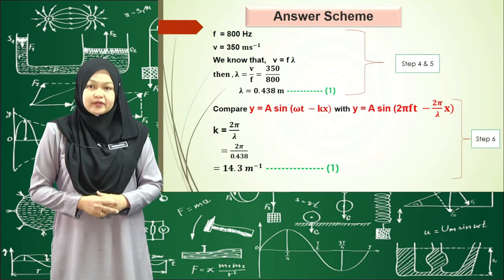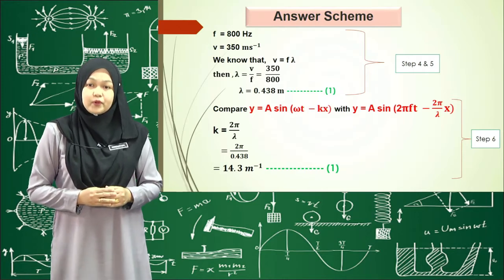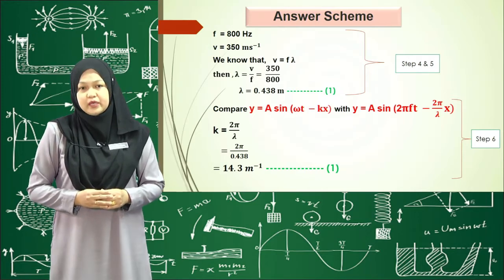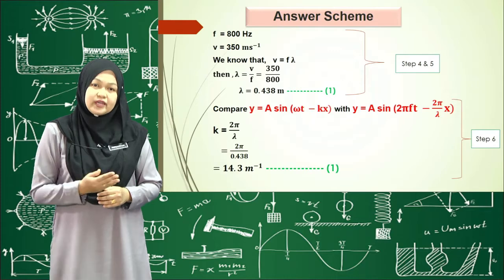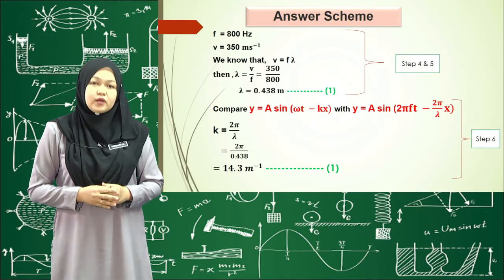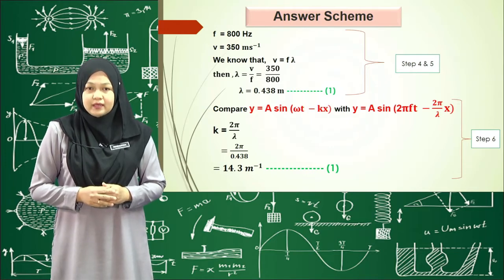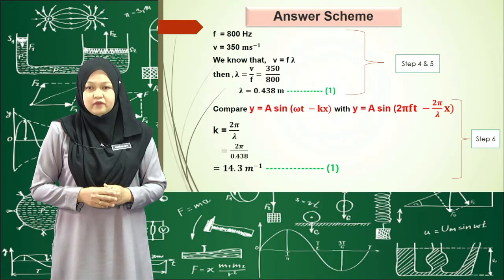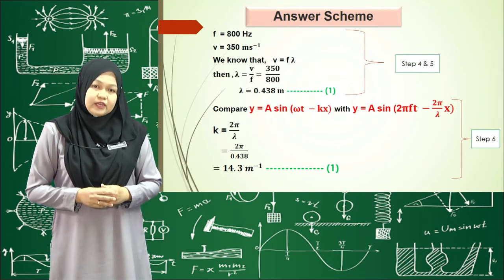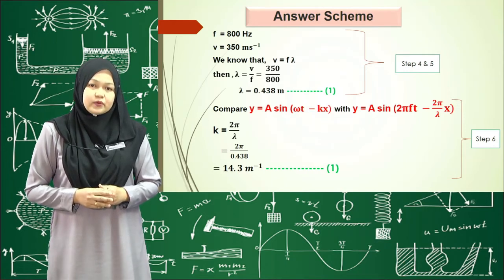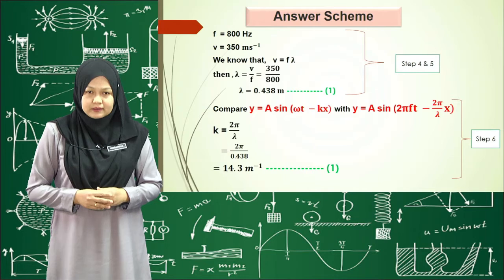From the question, students are required to list all the information first. The related formula from the progressive wave equation is identified. Okay, we know that frequency equal to 800 Hz, velocity is 350 meter per second, and then we know that velocity equal to f lambda. Then we come up with lambda equal to v over f. So substitute the value into the equation, then it gives us the value of lambda is 0.438 meter. This part will give you 1 mark.